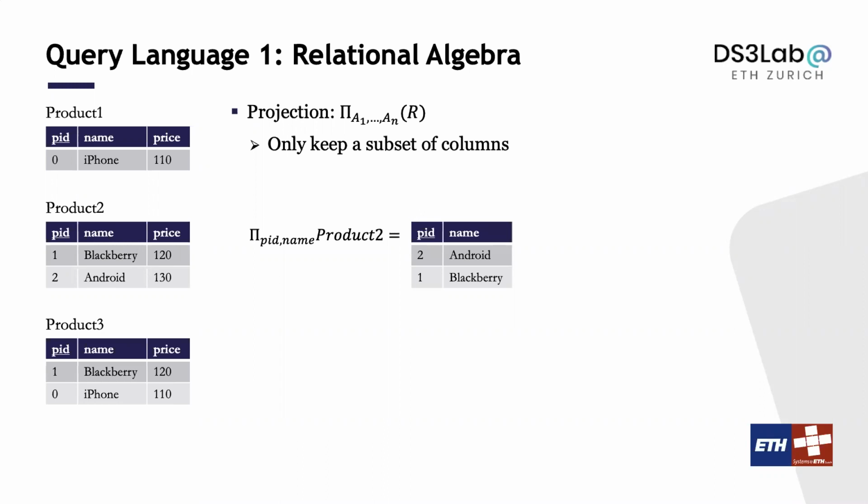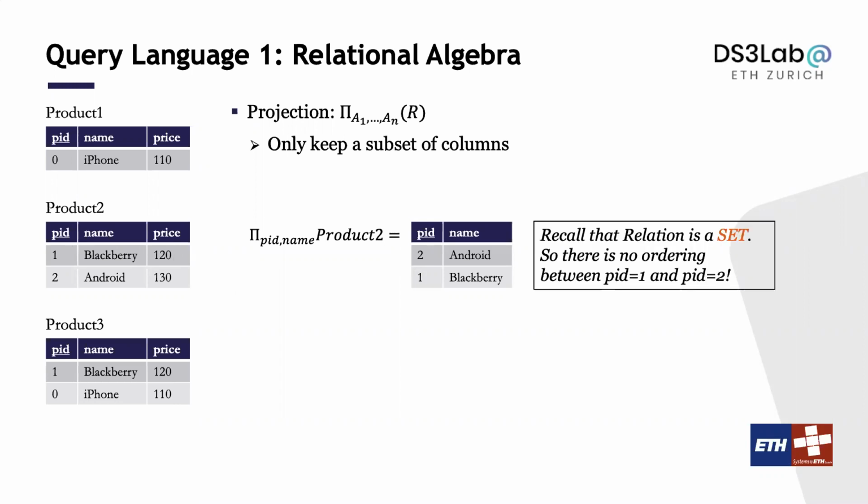And then I have the same tuples, right? For every single tuple, if it appears in the input, it also appears in the output, but you just get rid of one of the attributes. Here I intentionally write PID equals 2 before PID equals 1 to re-emphasize the point that relations are sets. There's no ordering. I can order BlackBerry over Android, or Android over BlackBerry. It doesn't really matter. The order between tuples doesn't matter. The order between attributes doesn't matter.